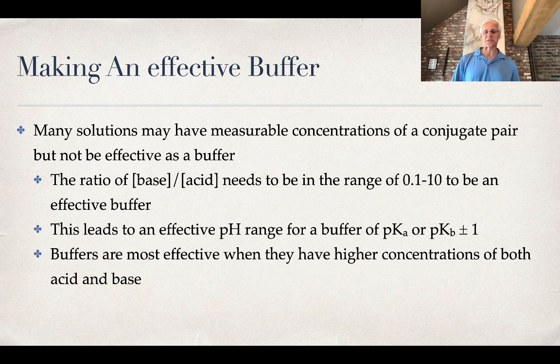And the higher the concentration of acid and conjugate base, or base and conjugate acid, the higher the concentration of both of those that you have present, the better that buffer is going to be, the more effective it's going to be. As the concentrations get too low, they get consumed very quickly, and they cannot offset the addition of strong acid or base very effectively, because once one of those gets completely consumed, you're going to go outside that 0.1 to 10 range, and then you no longer have a buffer, and the pH is no longer held in check.